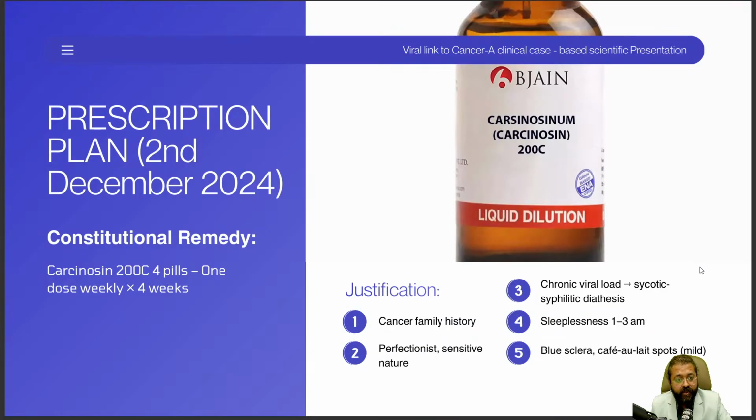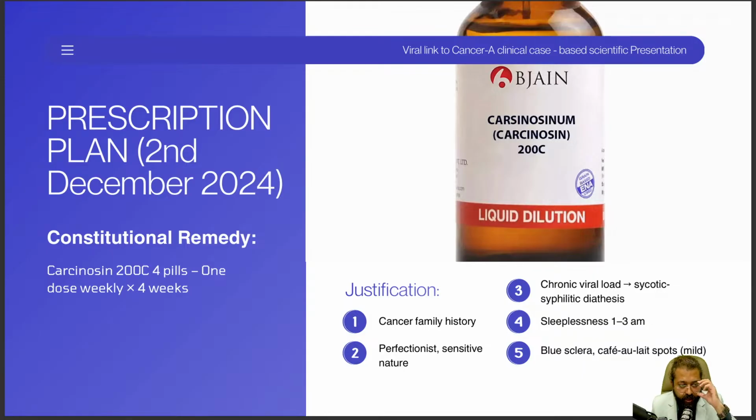Now, if we see the prescription plan, here I would like to give some knowledge on how we give the treatment protocol. We usually bifurcate the treatment plan into three phases. One is the constitutional remedy, another is the miasmatic or intercurrent level, and the third level is the organ supportive level. How it goes, I'll explain.